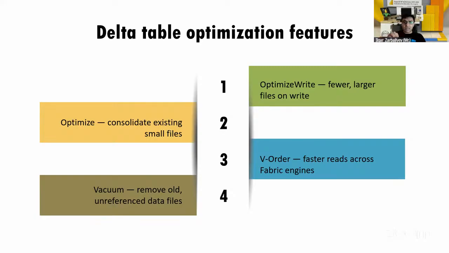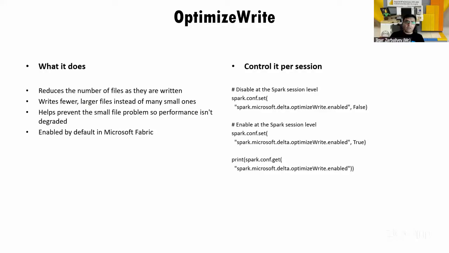Note how these divide up. The first two are about file size and count. The third one is about how data is laid out inside the files. And the fourth is about cleaning up history. Together, they cover write time, read time, and housekeeping. Let's start with Optimize Write.